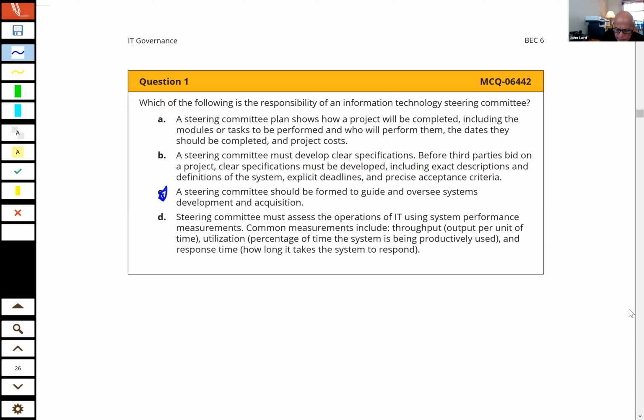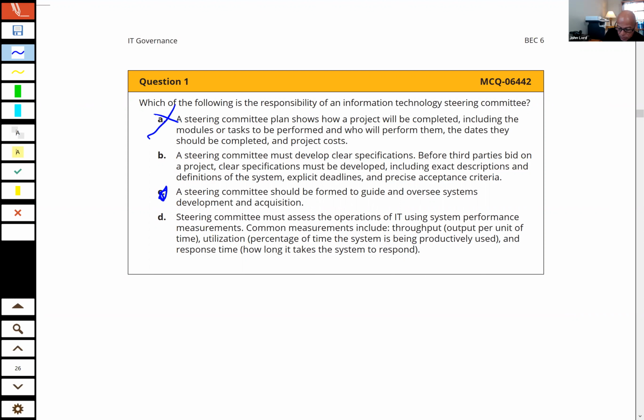The A, steering committee plan. Well, that's not what they asked us. They asked us what is the responsibility of the steering committee? Well, okay. And then they start describing what a steering committee plan does. They put that as choice A because they're trying to bait you into buying into that one at the beginning there, right? The question didn't ask us about a plan.